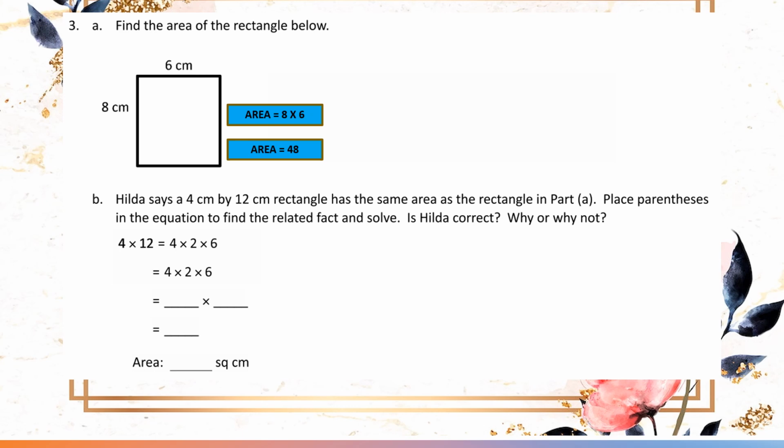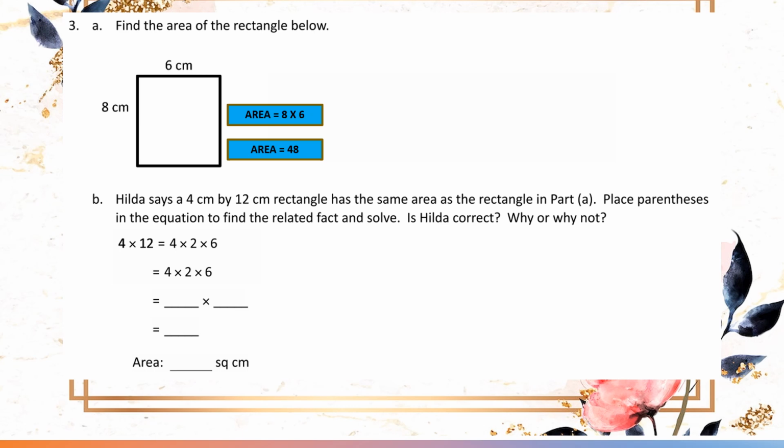Now we're looking at B. B says, Hilda says a 4 centimeter by 12 centimeter rectangle has the same area as the rectangle in part A. Place parentheses in the equation to find the related fact to solve. Is Hilda correct? Why or why not?